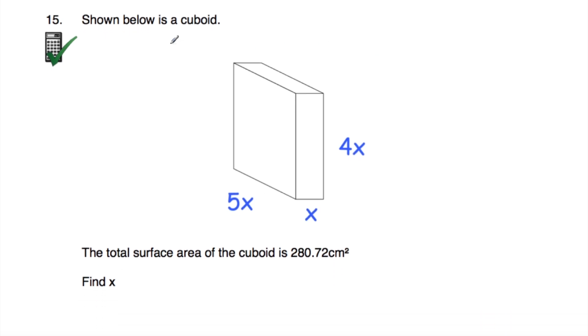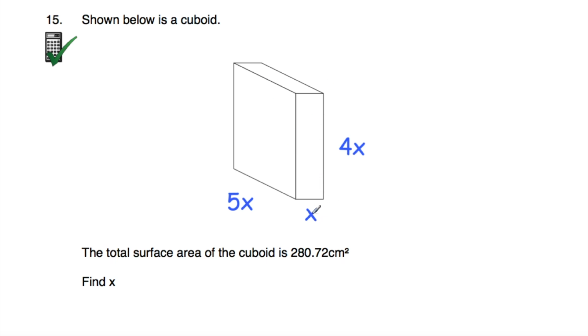So question number 15 says, shown below is a cuboid, and we're told the total surface area of the cuboid is 280.72 centimeters squared, and we've been asked to find x, because obviously here we've got our expressions for the length, the width, and the height of the cuboid being 5x, x, and 4x. So let's find an expression for the total surface area of this cuboid to begin with. Once we do that, we can then put that equal to 280.72 and then solve that equation and find out what x is.